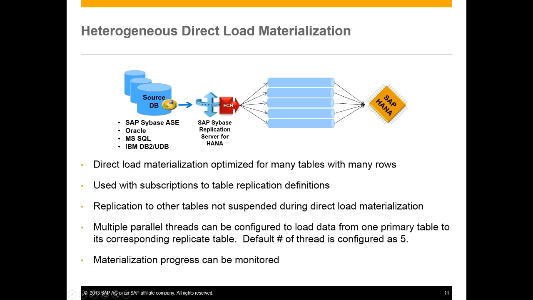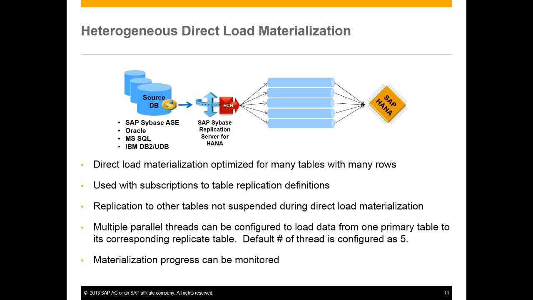Slide number 11, just a little bit more detail on one of the features I just mentioned. It's heterogeneous direct load materialization. By the way, in the first release, SP100, we did that for ASE, Oracle, Microsoft, and DB2 into HANA. The source is the third-party database, and HANA is the target. In SP102, which will be released by the end of this month, you can also do ASE to ASE direct load materialization.